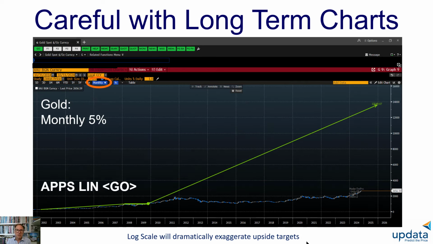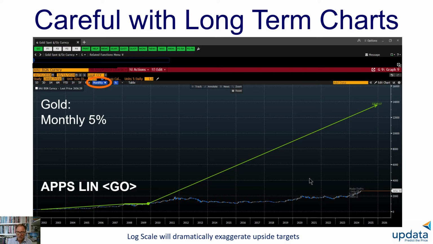Careful with long-term charts. So here's a monthly chart of gold, and now that's giving a target to 13,500 on a 5% log scale going back 20 years. So that move over the first 5 years is projecting another upside target. We're nowhere near that yet. Now, there are upside targets. We're looking at those gold charts, but really just be careful of making very big calls.